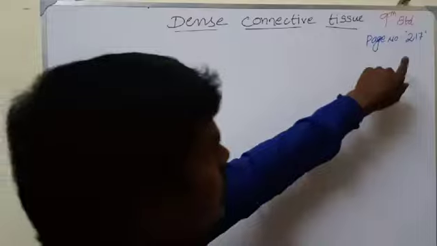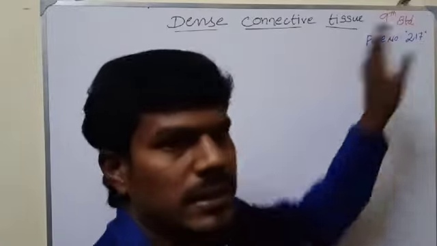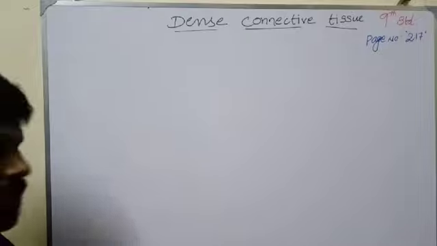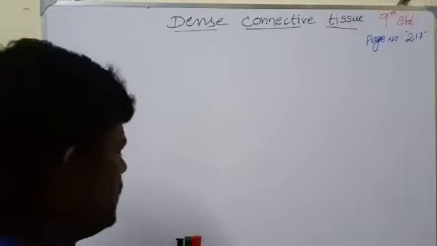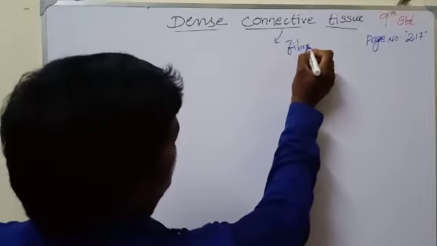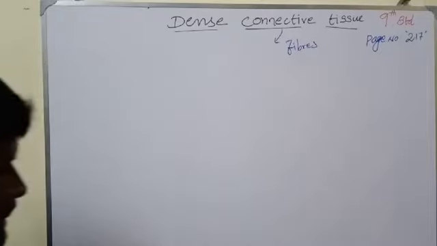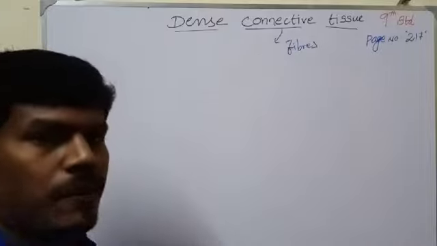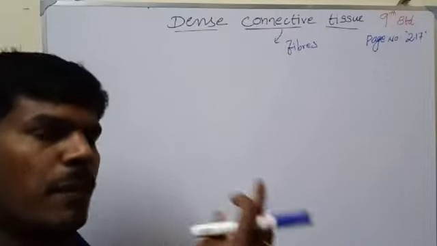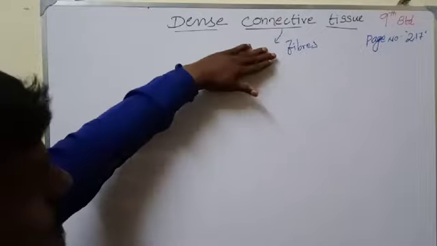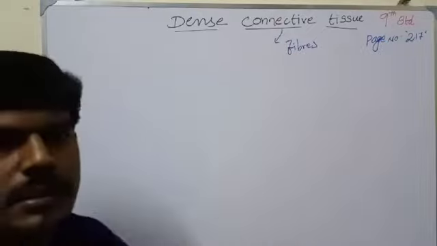In 9th standard, page number 217. See, dense connective tissue means it is a fibrous connective tissue. It is a connective tissue densely packed with fiber and fibroblast. It is composed of fiber and fibroblast. Before that you studied collagen fiber, yes or no? Like that, it is composed of fibrous and fibroblast tissue.